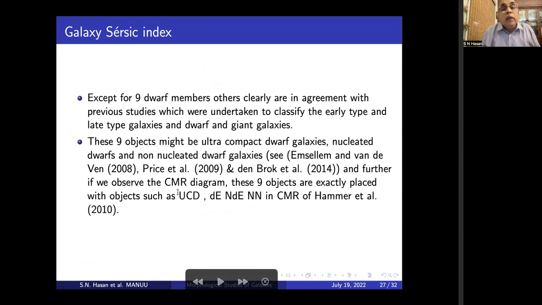If you observe the color magnitude relation diagram, these 9 objects are exactly placed with objects such as UCDs and dwarf ellipticals and so on.